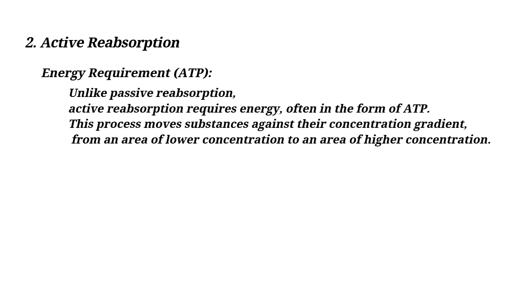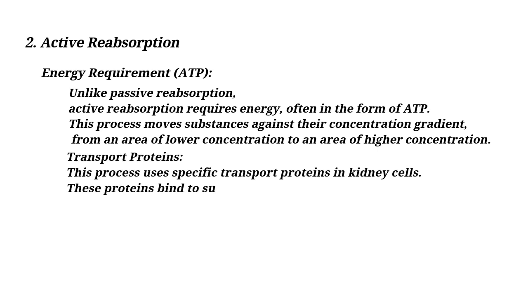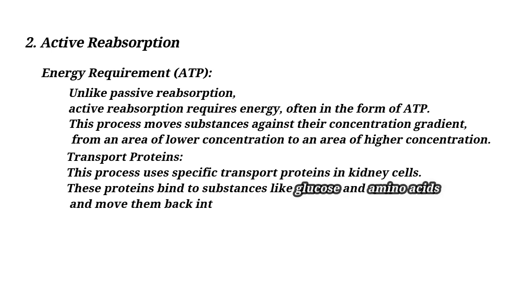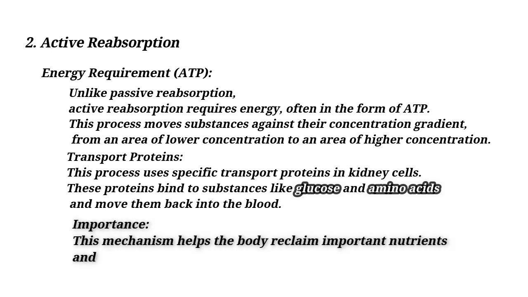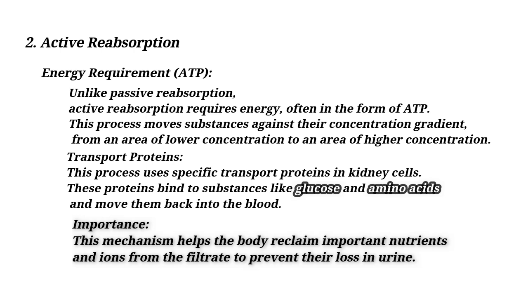2. Active reabsorption. Energy requirement. Unlike passive reabsorption, active reabsorption needs energy, ATP. It moves substances against their concentration gradient, from low to high concentration. Transport proteins. This process uses specific transport proteins in kidney cells. These proteins bind to substances like glucose and amino acids and move them back into the blood. Importance. This mechanism helps the body reclaim important nutrients and ions from the filtrate to prevent their loss in urine.